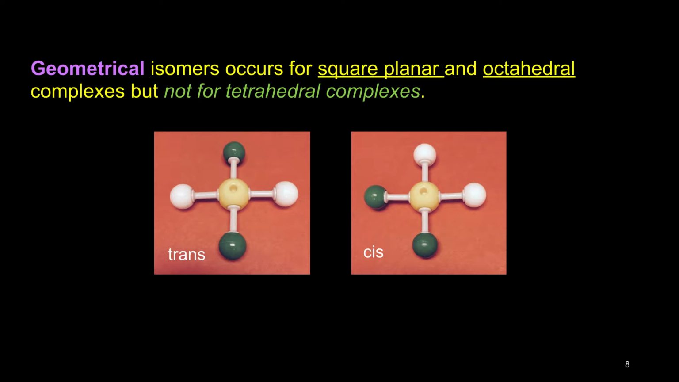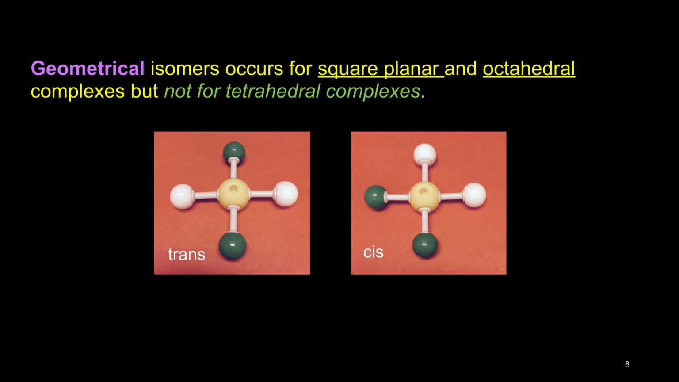Now we arrive at the second type of isomer, the stereoisomers. The first of the two types of stereoisomers are called geometric isomers. In complexes, the geometric isomers are either square planar or octahedral. They are never tetrahedral. Geometrical isomers differ in the placement of the coordinated ligands, but not the identity.